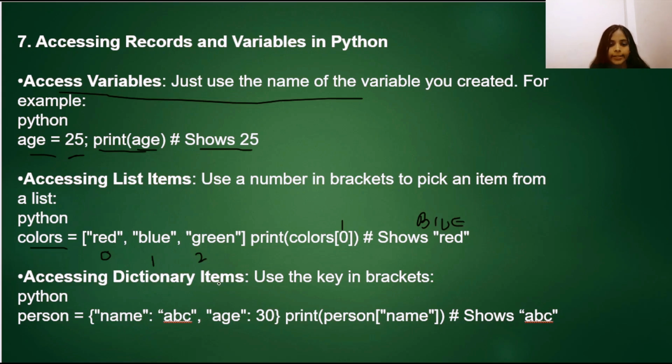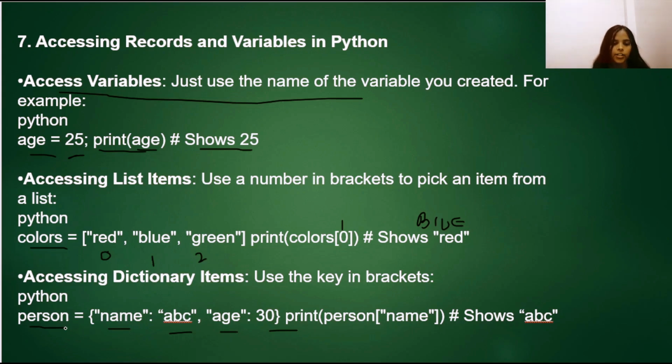Now, how to access a dictionary item? Do you know what a dictionary is? In a dictionary, items are stored as key and value. This is a key and this is a value. We want to access the value using its key. How can we access this? We will simply use the key in brackets. So, let's take an example to understand it.